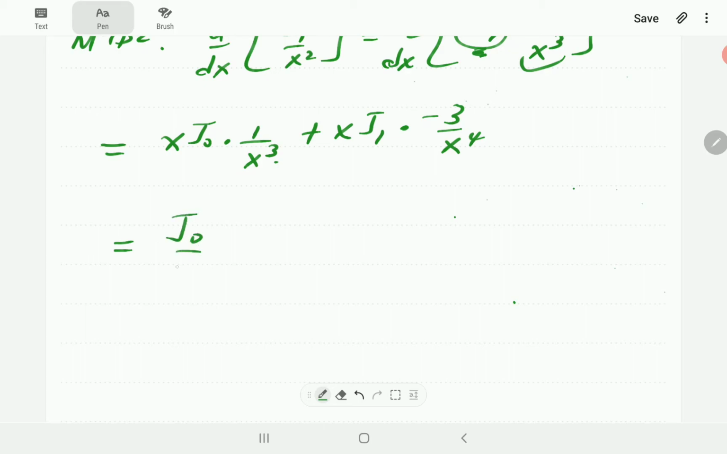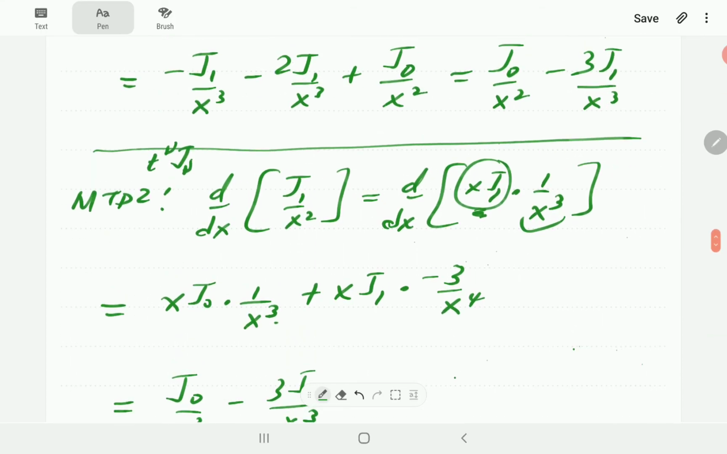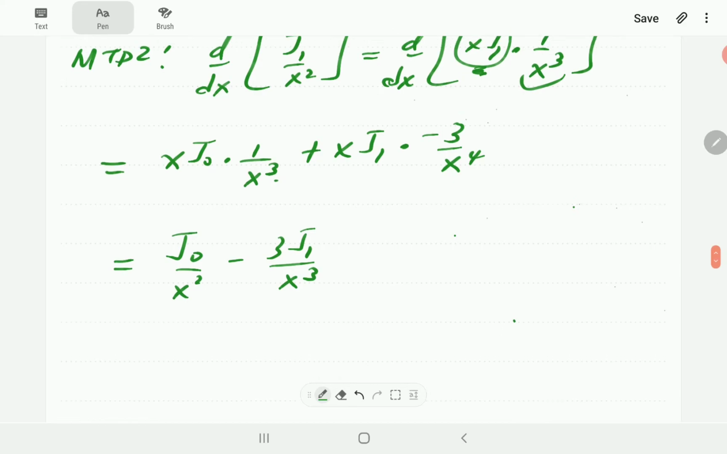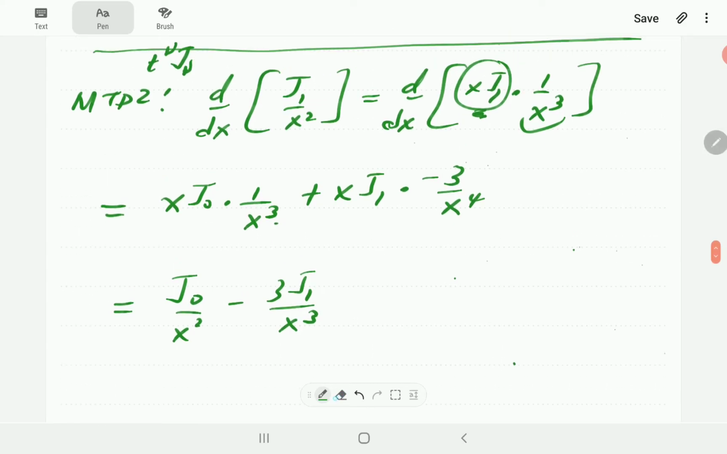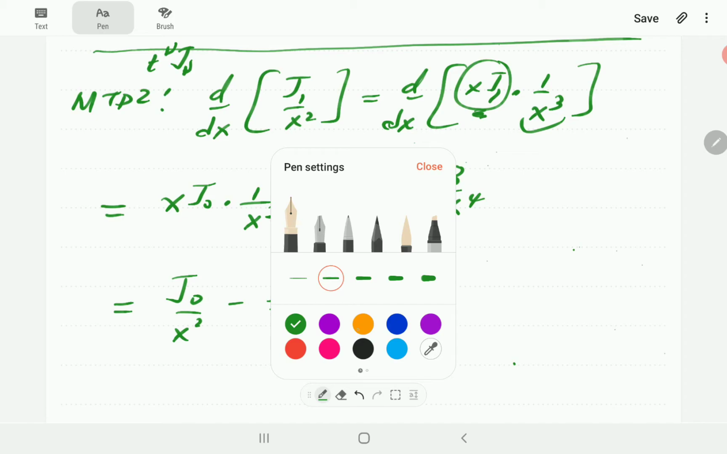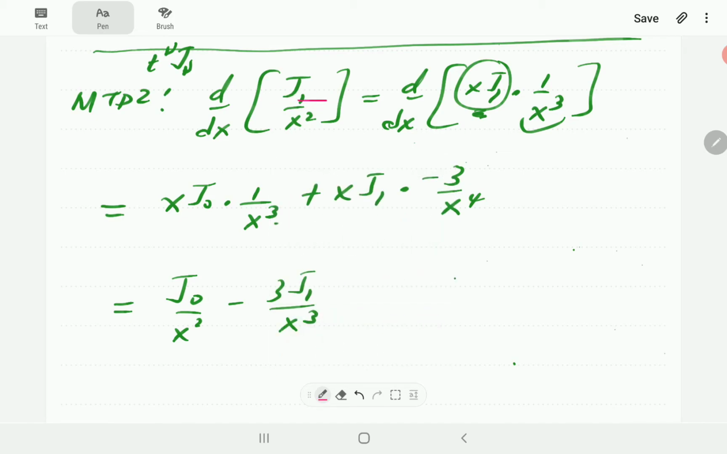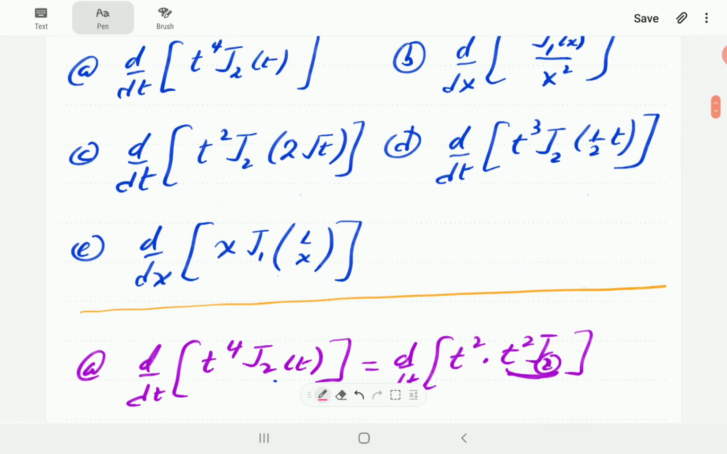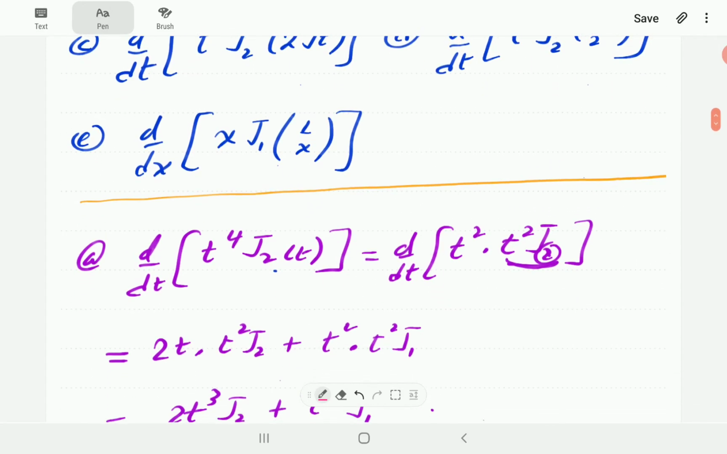So simplifying, we simply have J0 over x squared minus 3J1 over x cubed, which is exactly the same as this answer we got here. But you're going to notice that this approach is shorter, because instead of increasing the index or the order of the Bessel function, it actually takes it down towards what we want as our final answer, because we want our final answer in terms of J0 and J1.